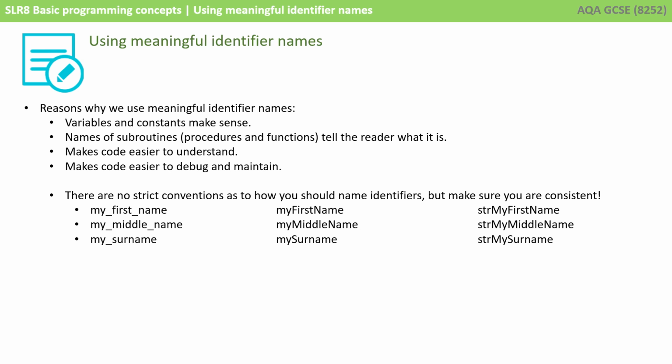So it probably seems obvious now why we should be using meaningful identifier names, and indeed you will pick up marks for this in the exam. Variables and constants start to make sense. The names of subroutines, and by that we mean procedures and functions, tell the reader what they are. It makes the code easy to understand, and therefore it makes the code easier to debug, test and maintain.